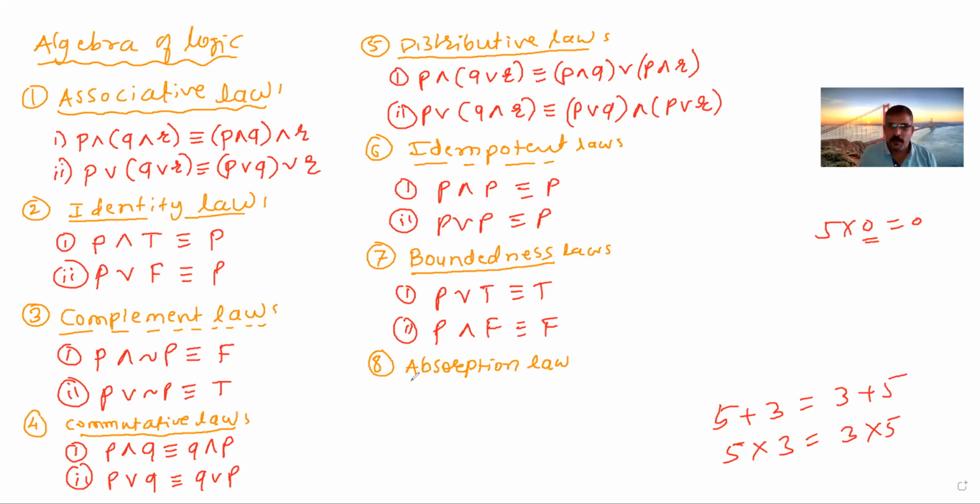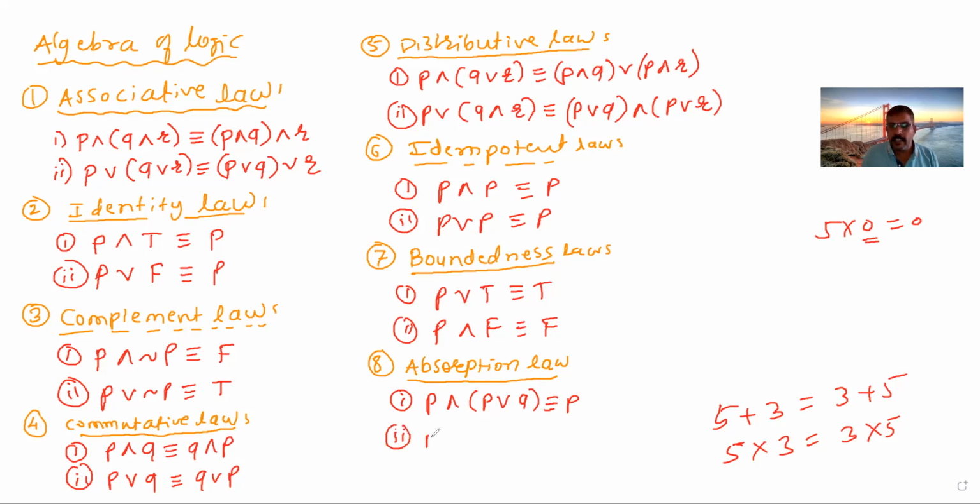Now let us see what is absorption law. If P is here with the AND sign, and this P is again repeating inside the bracket, and we have any statement here, as this P is repeating inside the bracket and the symbol is reversing, the answer is P.